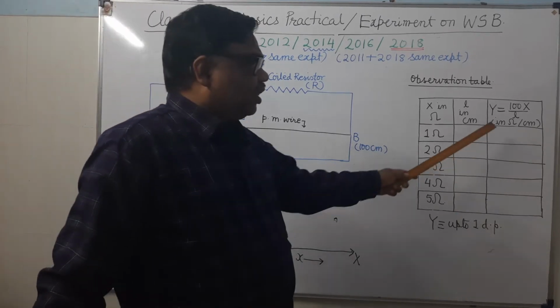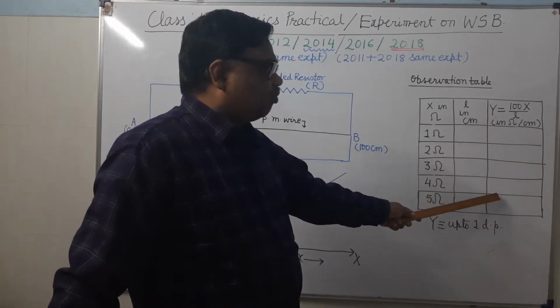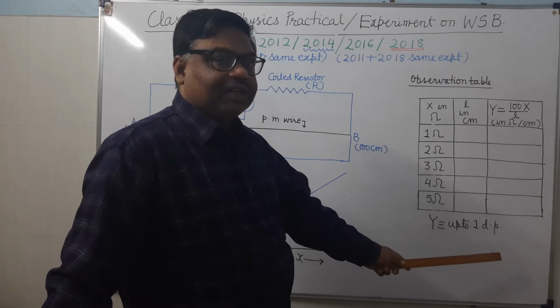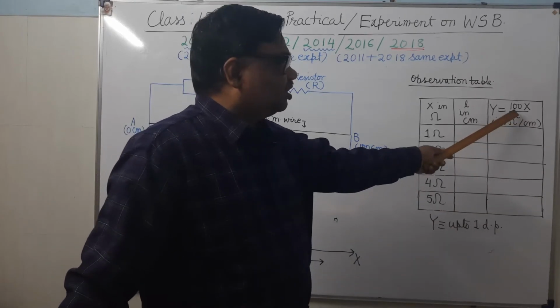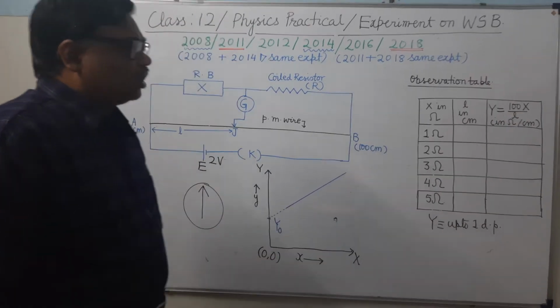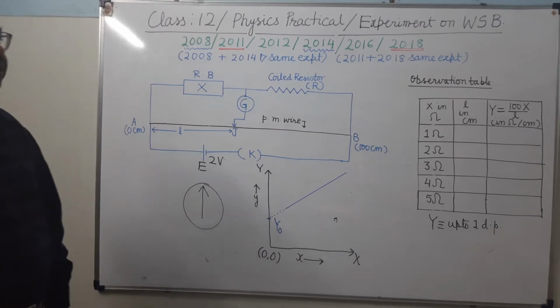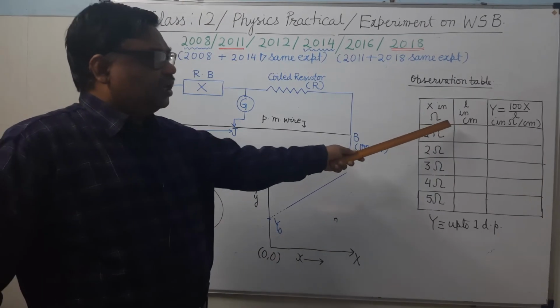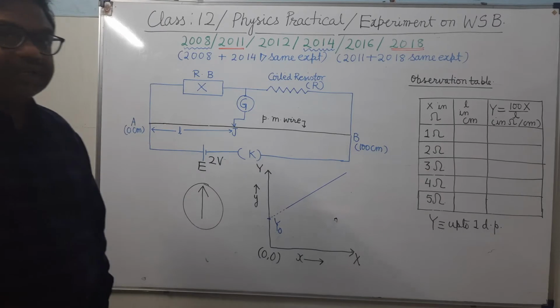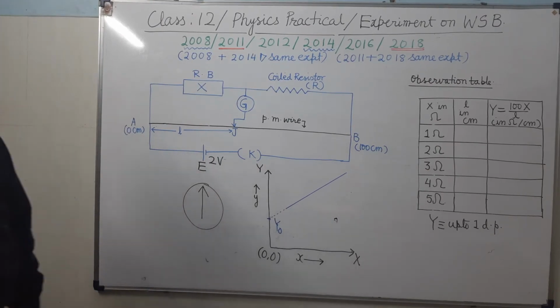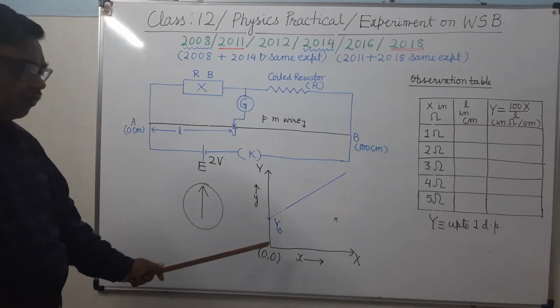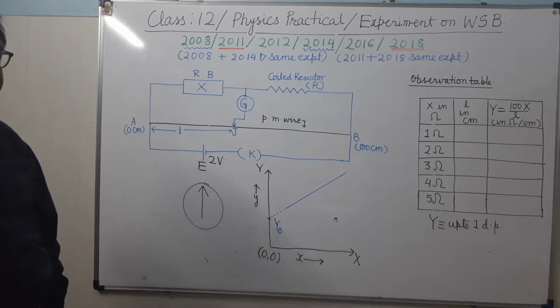We will calculate the value of capital Y up to 1 decimal place according to this formula, 100 into x upon L. What will be its unit? X is in ohm, L in centimeter, so ohm per centimeter. Then we will plot a graph of y versus x.